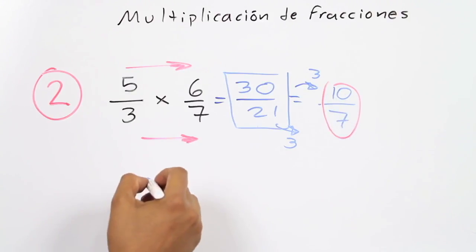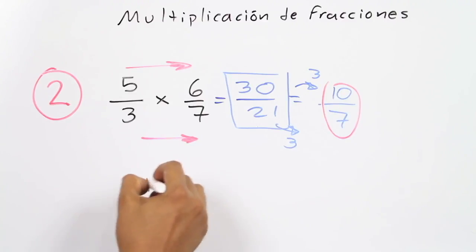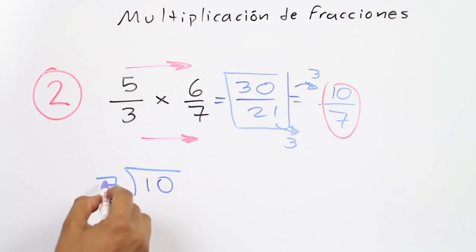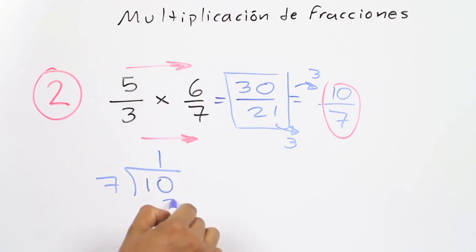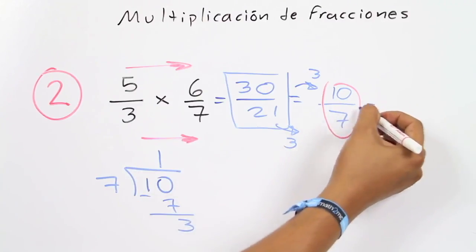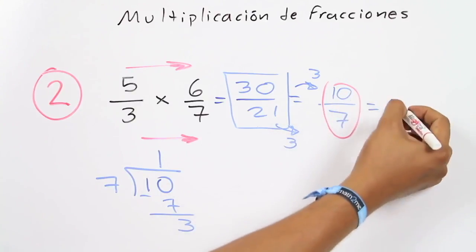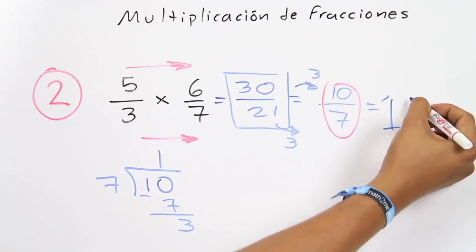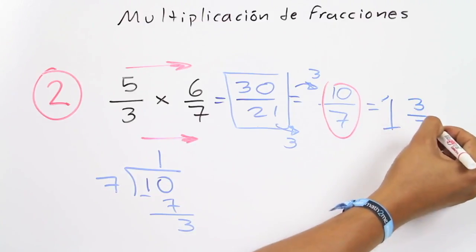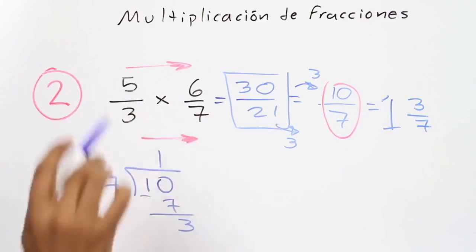Now is the moment to remember how to use long division. In this case, how many times 7 goes into 10 is 1, and 10 minus 7 is 3 as remainder. So the mixed fraction will start with a whole number, in this case 1, and then the numerator will be the remainder, that is 3, staying with the same denominator, that is 7.